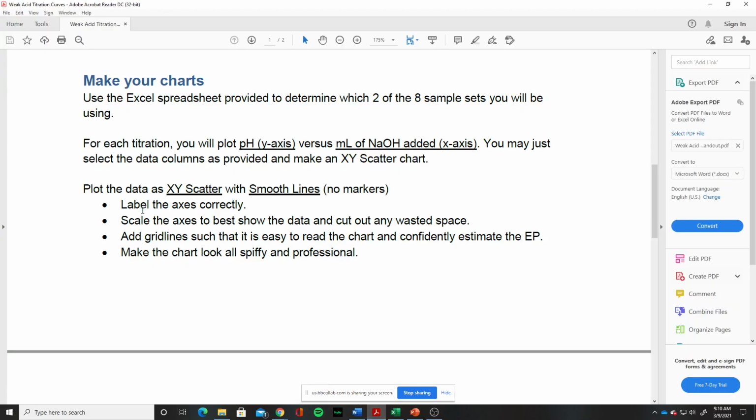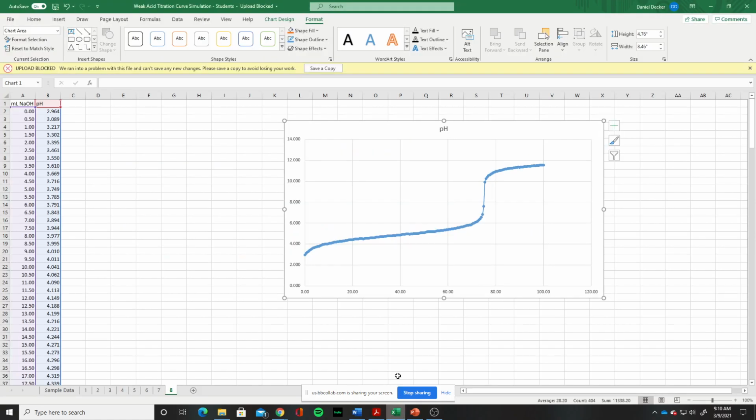So we're going to label the axes. I've showed you how to do that before, so I'm not going to do that here again. Scale the axes to best show the data, cut out any wasted space. I think that's fairly well optimized there. If the whole curve was just in this little corner here, let's say, there's a lot of wasted space there. But that's not terrible. The way it's done there isn't bad.